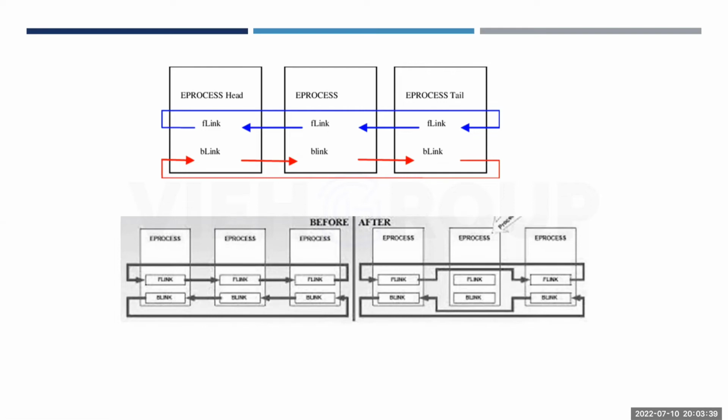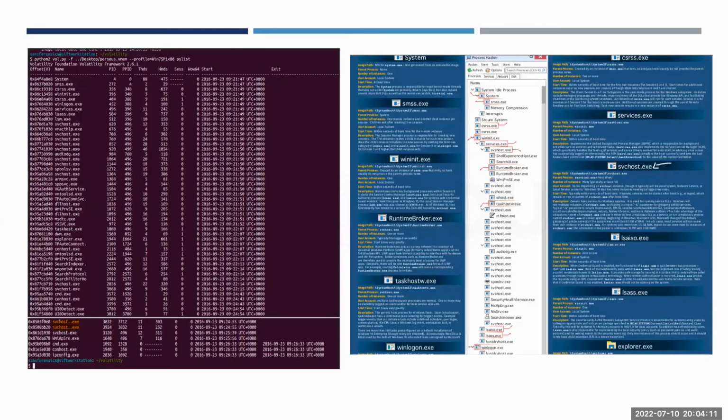EPROCESS is a data structure which holds various attributes of the process like process name, process ID, parent process name, and its creation and exit time. So these are all stored in the EPROCESS structure. The pslist plugin will walk through this structure, find the processes before and after one main process, and list all the processes running in the system. Here, when we execute this pslist plugin, we get the list of all the processes running in the system.